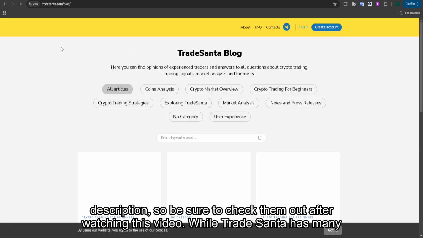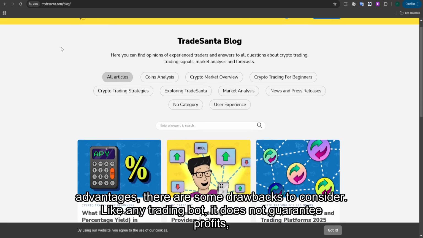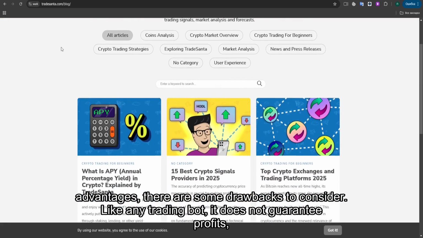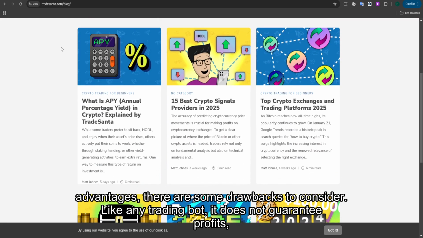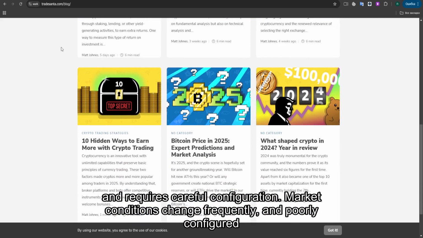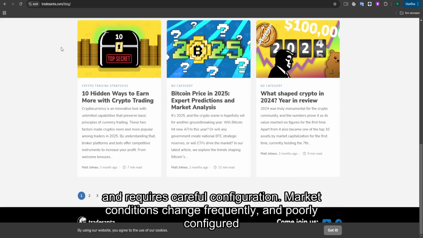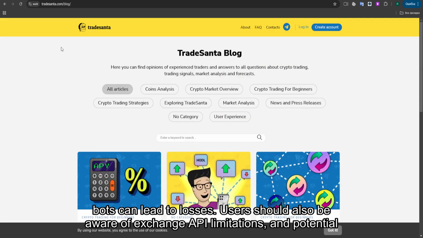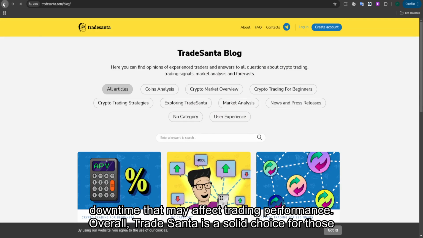While TradeSanta has many advantages, there are some drawbacks to consider. Like any trading bot, it does not guarantee profits and requires careful configuration. Market conditions change frequently, and poorly configured bots can lead to losses. Users should also be aware of exchange API limitations and potential downtime that may affect trading performance.